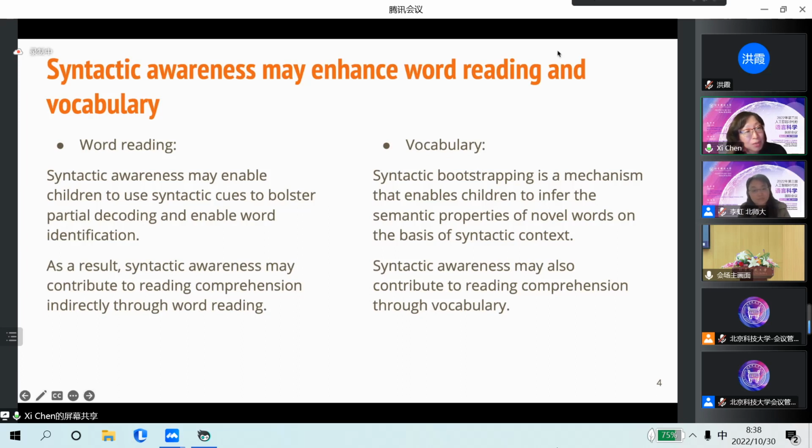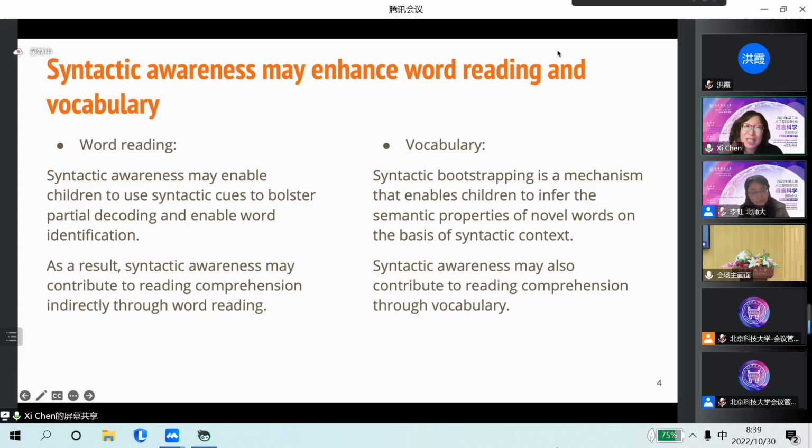Syntactic awareness may enable children to use syntactic cues to bolster partial decoding and enable word identification. As a result, syntactic awareness may contribute to reading comprehension indirectly through word reading. So this works for young children. Young children haven't fully mastered decoding, so they may struggle with an unfamiliar word in reading. They may be able to decode, say, the first letter of a word or the last letter of a word, but be kind of fuzzy about the middle.